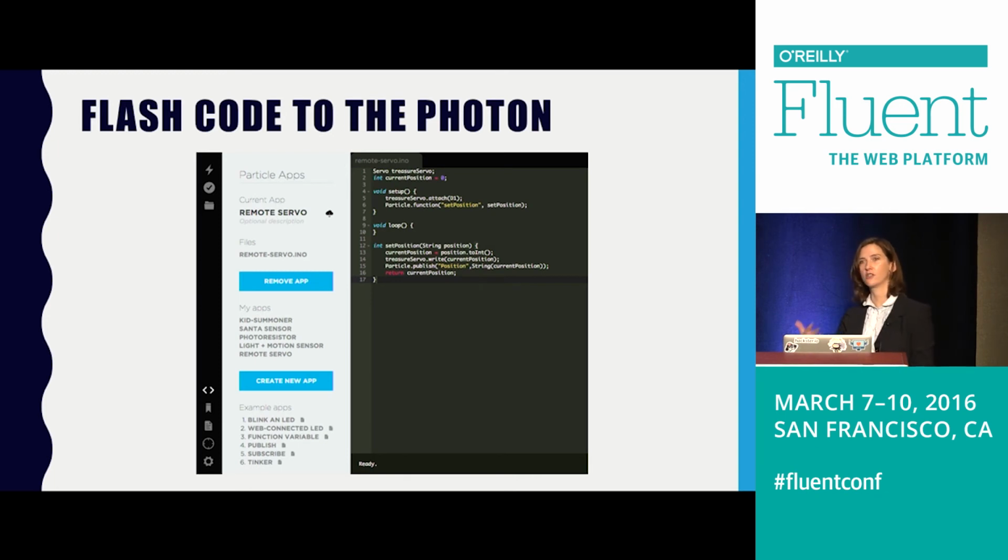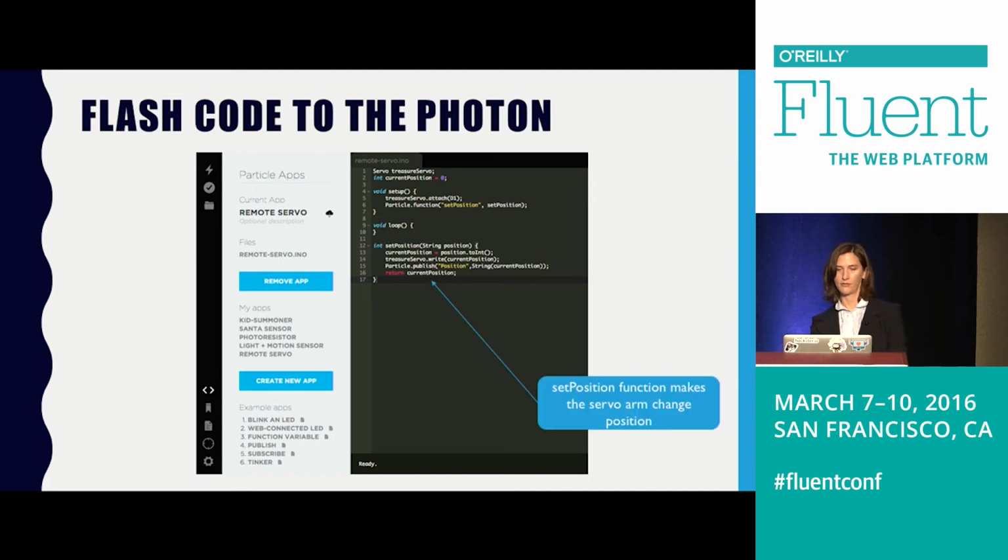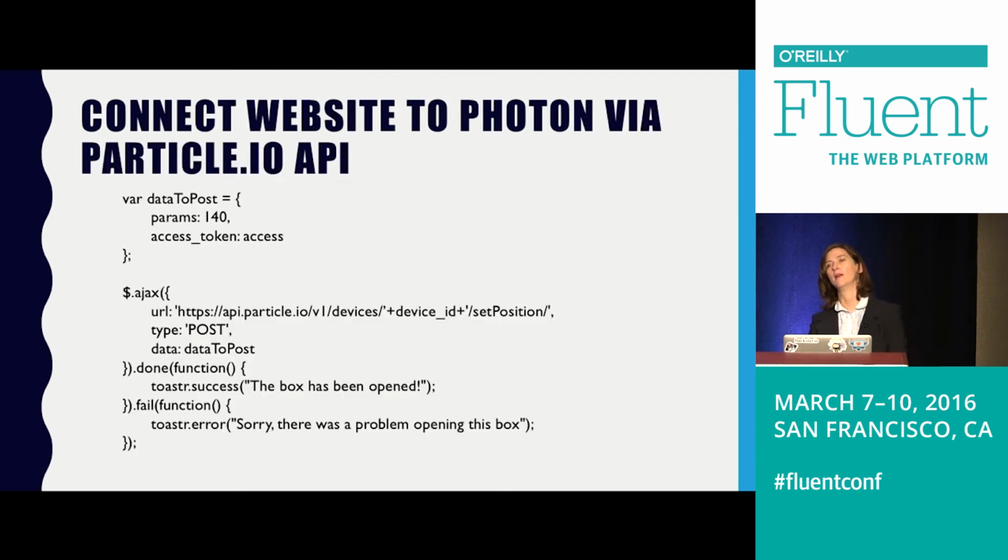Since it's Wi-Fi connected, you can do this from your home Wi-Fi, and it works really beautifully. And you can develop this code online, actually, using Particle.io's Build IDE, or you can use it locally using the Arduino IDE. Works great. So flash that code to your Photon, and you're ready to start moving your servo arm.